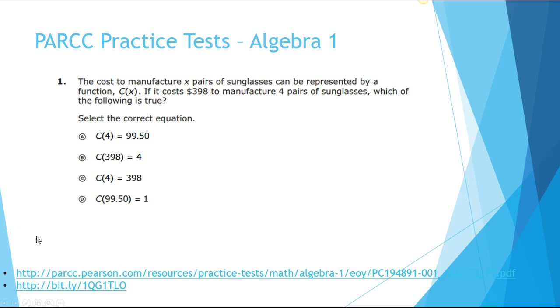The first example I wanted to talk about was from the PARCC Practice Test for Algebra 1, and this one talks about the cost to manufacture x pairs of sunglasses can be represented by a function C of x. If it costs $398 to manufacture 4 pairs of sunglasses, which of the following is true? Select the correct equation. And so this one is a basic understanding of function notation and what a function is.